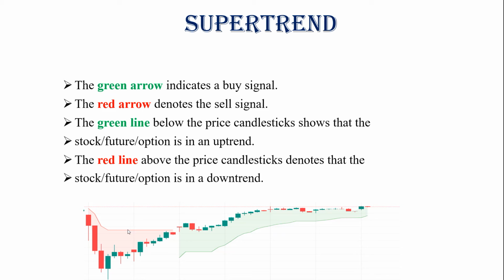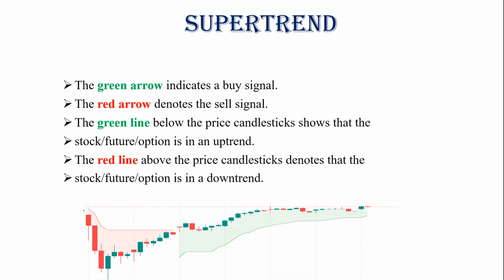Here this is the red line and this is the green line. The green arrow indicates the buy signal. If the price is above the green line, it indicates the trend is bullish. The red arrow denotes the sell signal. The green line below the price, on the candlestick, shows that the stock or future or option is in an uptrend. The red line above the price, as we can see here, denotes that the stock or future or option is in a downtrend.